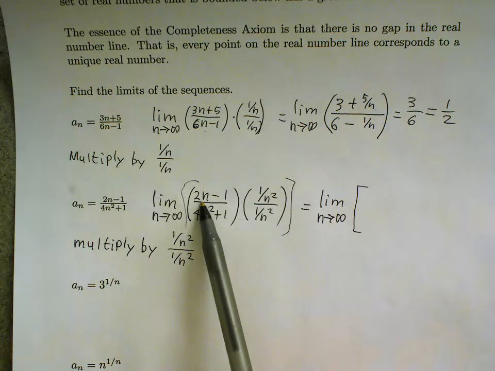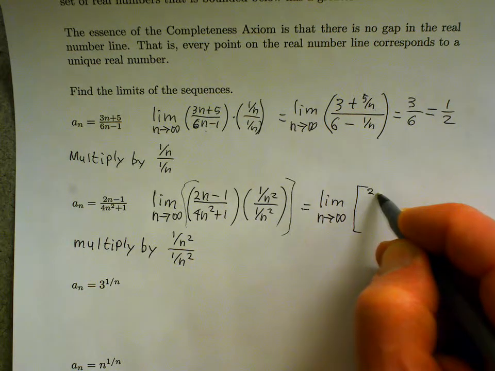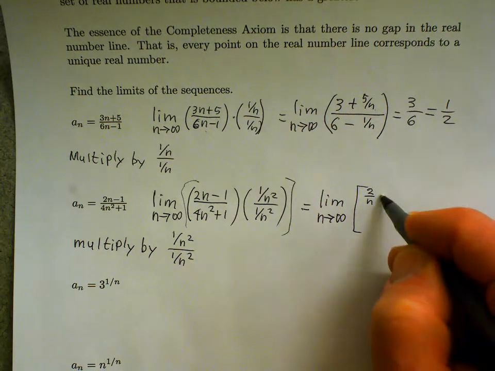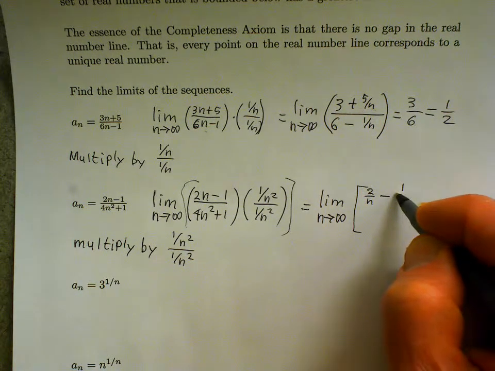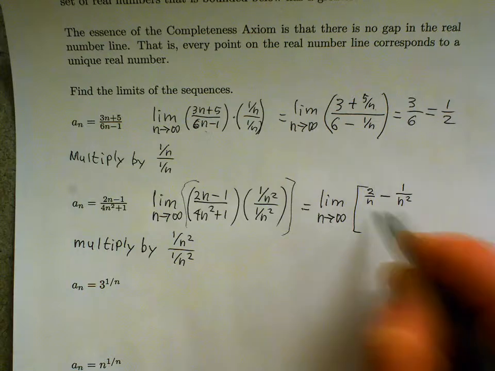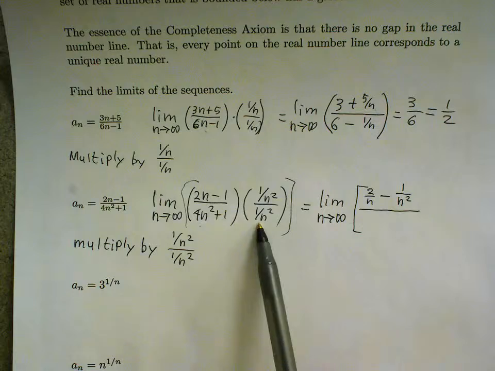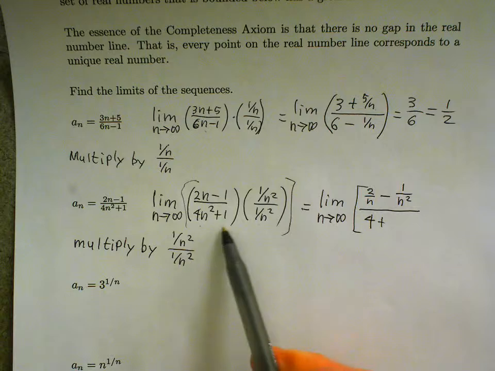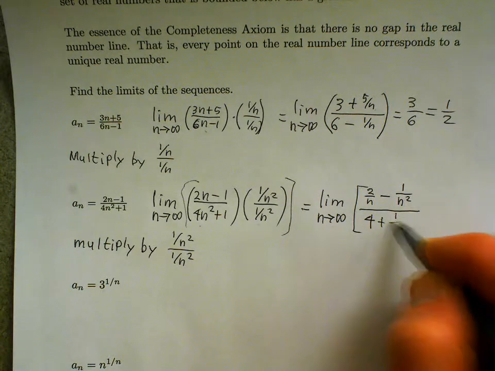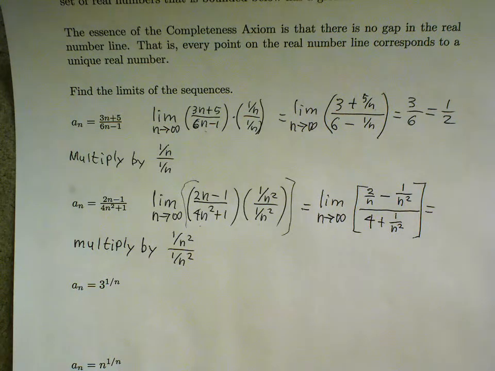Okay, what's 2n times 1 over n squared? It's 2 over n. And then minus 1 times 1 over n squared is minus 1 over n squared. And in the denominator, 4n squared times 1 over n squared is 4. And plus 1 times 1 over n squared is plus 1 over n squared. And now we can calculate the limit.